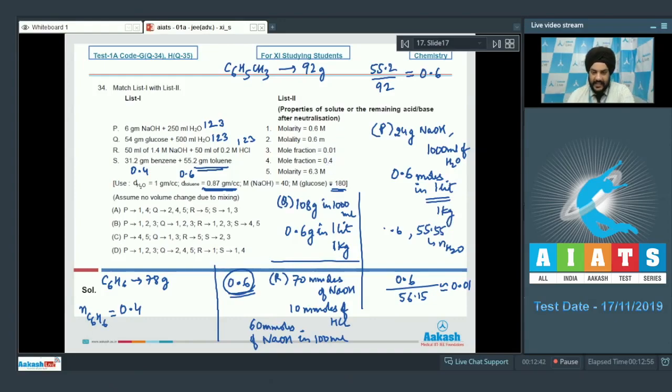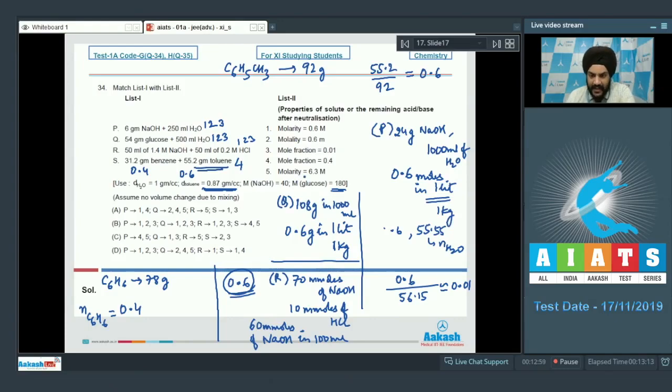So in this case, we can clearly see that the mole fraction will come out to be equal to 0.4 as the total of 1 mole is present, and out of that benzene is the solute and it contains 0.4 moles only. So fourth will be matched to option S, students.